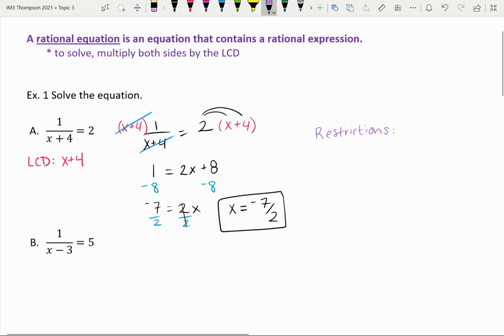Now, because I've got x's in the denominator, I still have restrictions for my variable. So going back to the original problem, I'm just going to look at whatever I have in the denominator and make sure that that is not equal to 0. The only denominator I have in this problem is x plus 4. So x plus 4 can't be 0. Therefore, x cannot be negative 4.